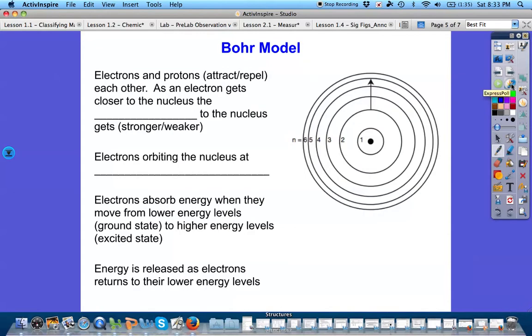So just like we use the Bohr model to look at the atomic structure, we're also going to use the Bohr model to look at electron transitions. Electrons are negative, protons are positive. Opposite charges are going to attract each other. And as an electron gets closer to the nucleus, the attraction to the nucleus is going to get stronger.